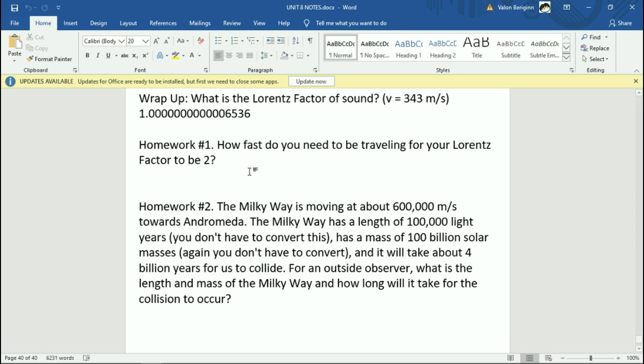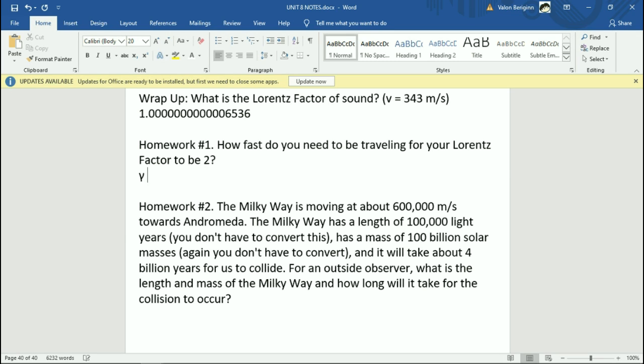Today I have a worksheet for you, so the only thing to really record to go over is the two homework questions from yesterday. This is going to be pretty quick. So let's go over it. Question one was: how fast do you need to be traveling for your Lorentz factor to be 2?